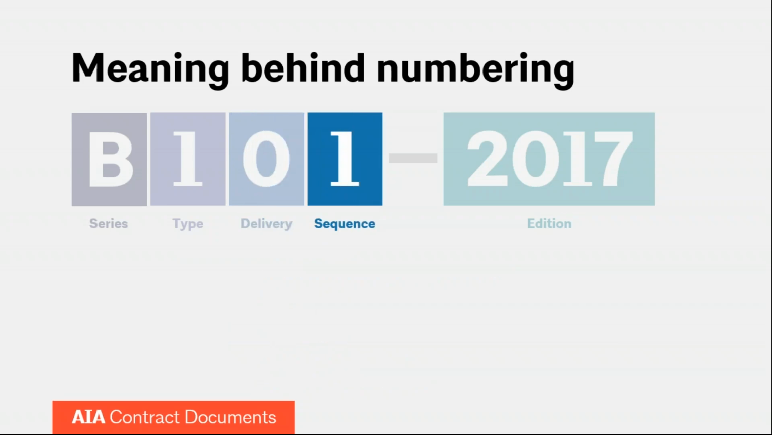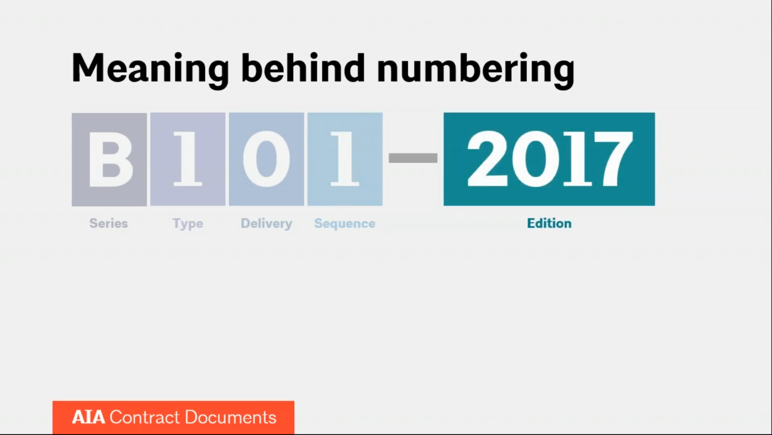The fourth position is the sequence number. If there are multiple documents that fall under the same series, type, and delivery model, this number differentiates among those. And finally, the date the document was released. Generally, as Sal mentioned, documents are updated on a 10-year cycle. The owner-architect agreements are always updated on the 7s. So 2017 was the last update of the core documents. The next update is in 2027.